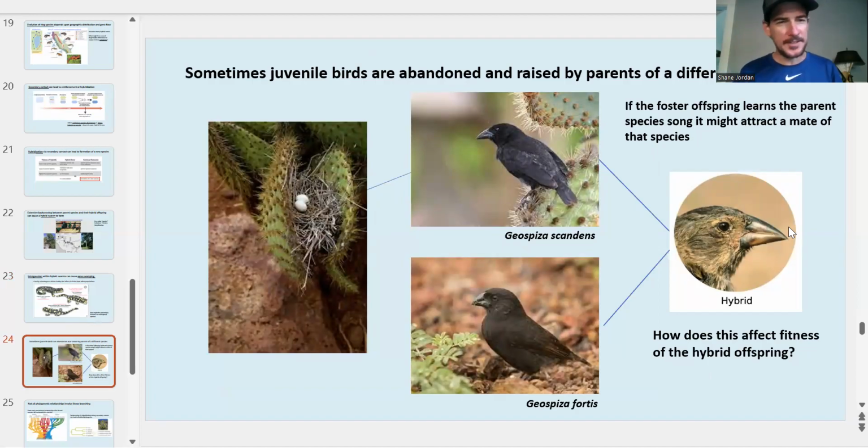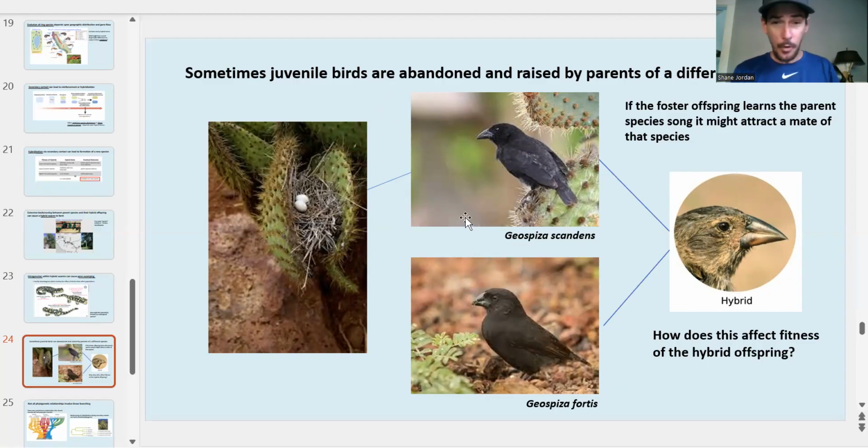Another weird and unintended consequence of hybridization can be seen in Darwin's finches. Sometimes, as it turns out, juvenile birds are abandoned. This is the nest of a cactus finch, a nest of Geospiza scandens, I should say. Sometimes when these nests are abandoned, a different species will take up the nest and raise the offspring. We see examples of that happening between Geospiza scandens and Geospiza fortis.